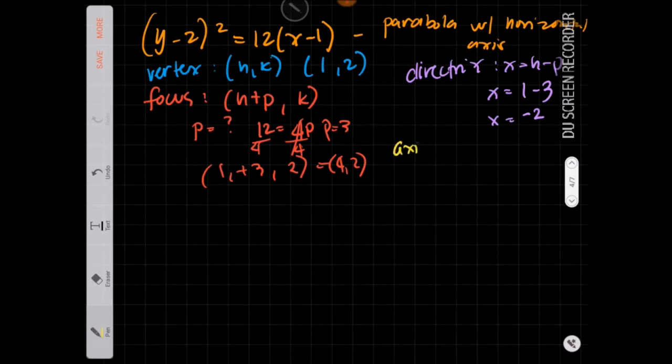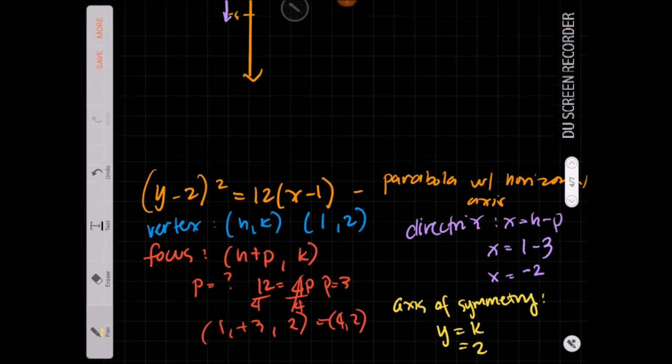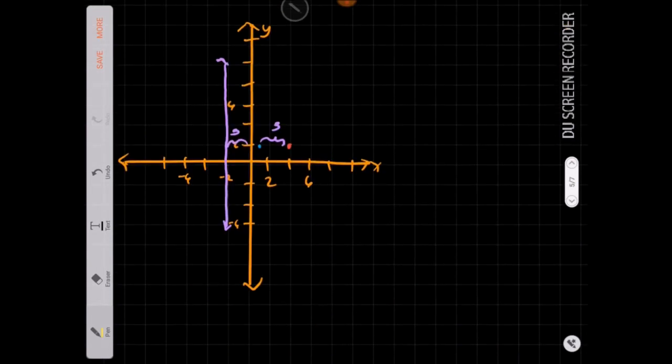For the axis of symmetry, we have y equals k, or y equals 2. We will graph it in such a way that it passes through the focus and the vertex and is perpendicular to the axis of symmetry.